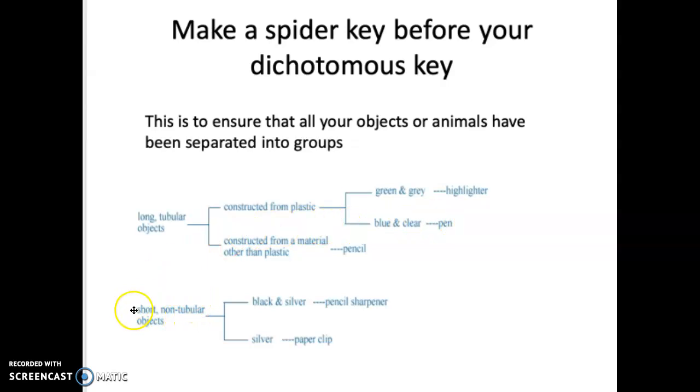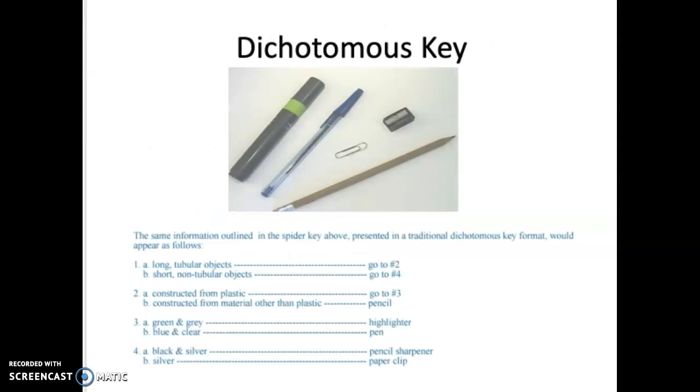Then you had your objects that were non-tubular shaped. So you can again split by going on about color, in which the black and silver were the pencil sharpener and the silver color was the paperclip. And from that point on, you're able to then build your key starting with your general ideas and working your way down to the more individual physical characteristics, such as the materials and the colors that these objects were made of.